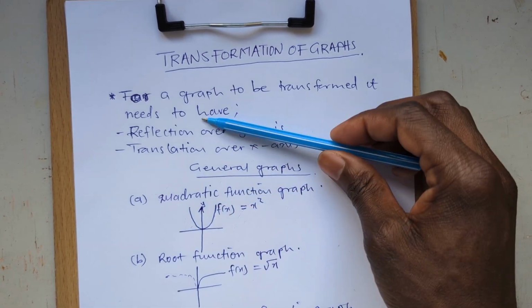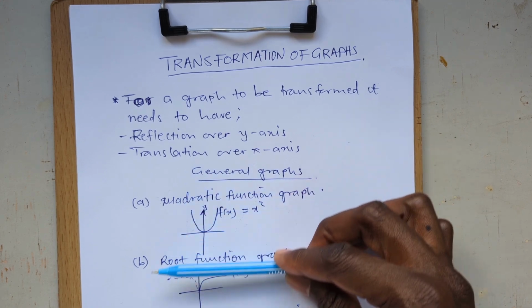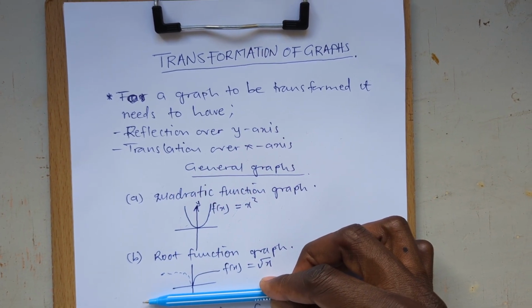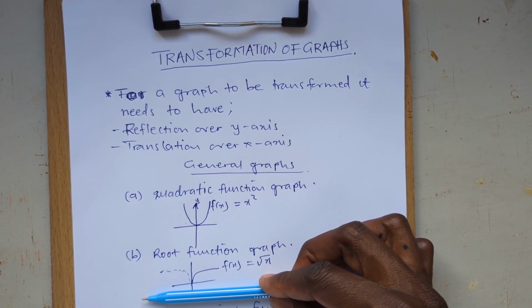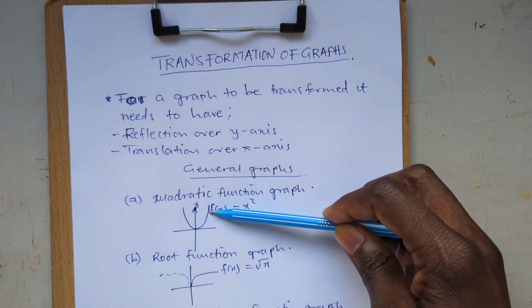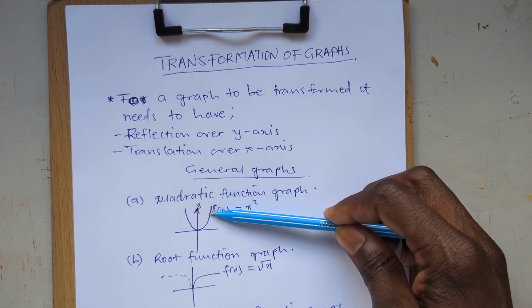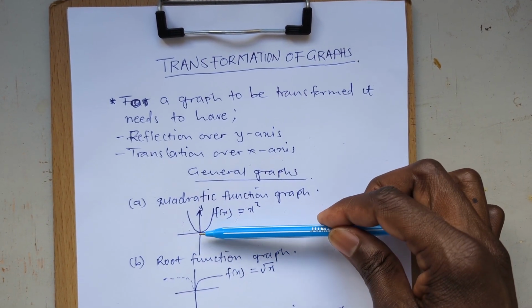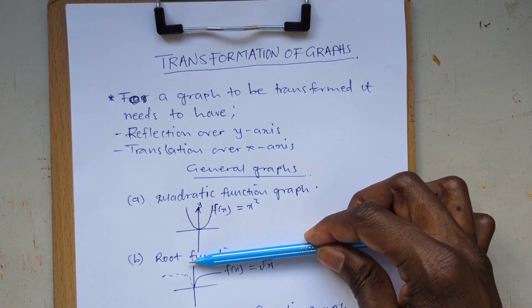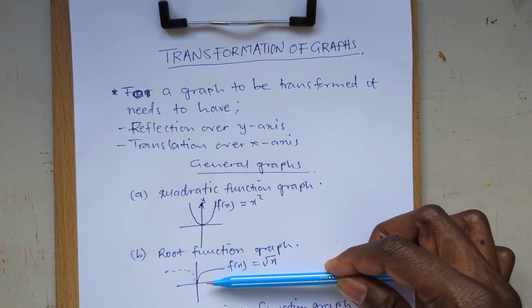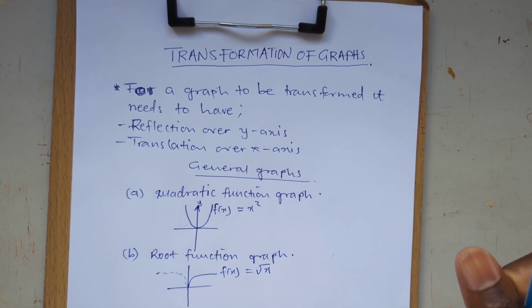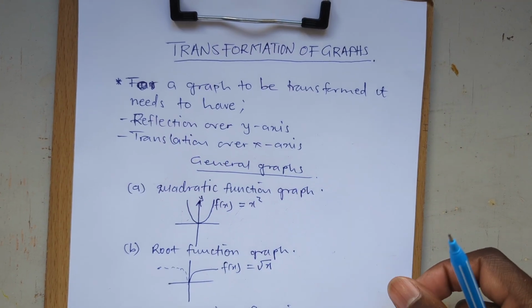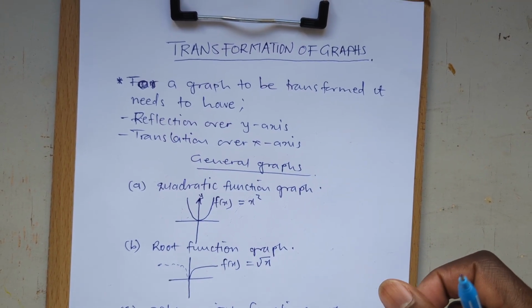If it is facing upwards, automatically it will face downwards. That's the meaning of the graph being translated over the x-axis. The graph which is here can be reflected. It can be translated over the x-axis by facing downwards. Same applies to that. So these are the number of graphs that we are going to focus much on in terms of solving a lot of problems.